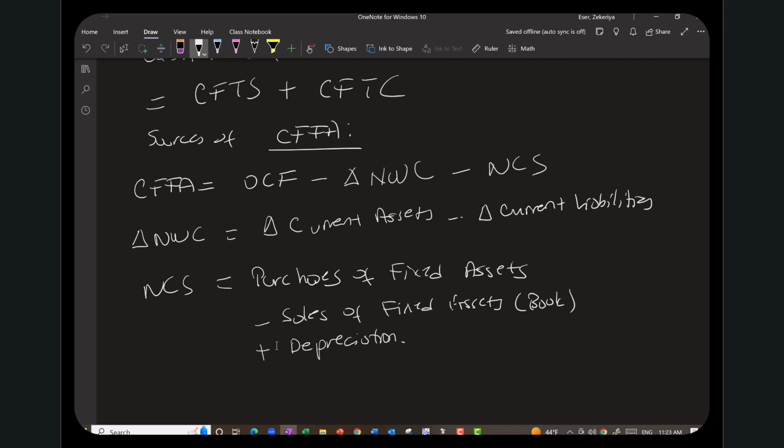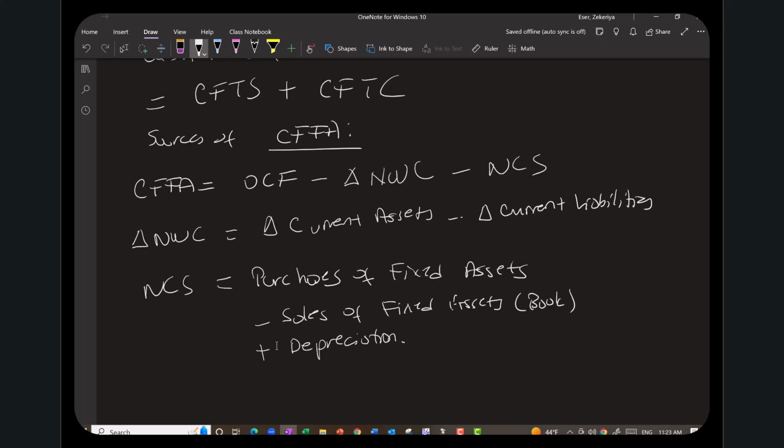You had $10 million last year, you have $10 million this year. But I'm going to say that for this year, you also had $2 million in depreciation. The only way for your net fixed assets to remain the same is for you to have purchased, on net, $2 million of fixed assets. Because otherwise, your net fixed assets would have gone down by $2 million. That's why we're adding back the depreciation.